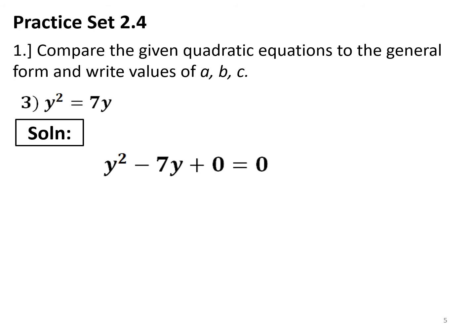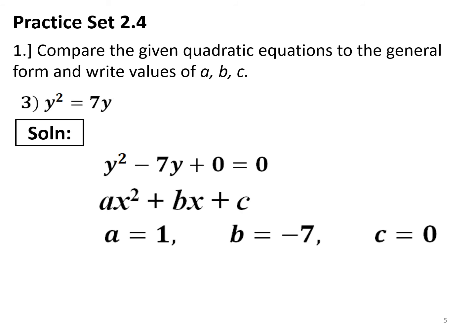Now why did I add 0? Because we have to make the equation in terms of ax square plus bx plus c. We have the terms y square and 7y, but the c term is absent. So we add 0 on both sides. That is why it is y square minus 7y plus 0 is equal to 0. Comparing with the general equation ax square plus bx plus c, the values of a, b and c are: a is equal to 1, b is equal to minus 7 and c is equal to 0.